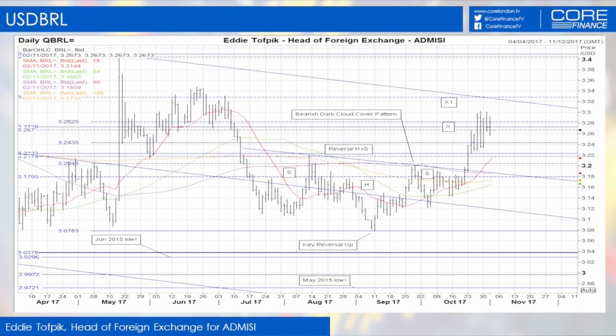Well, this is an interesting one because I think in many ways it's reminiscent of the euro in reverse, obviously, because it's dollar Brazil rather than Brazil euro. It's a reverse head and shoulders. Yes. We've reached the first target level, which is around about the 327 area. The next one is 332.